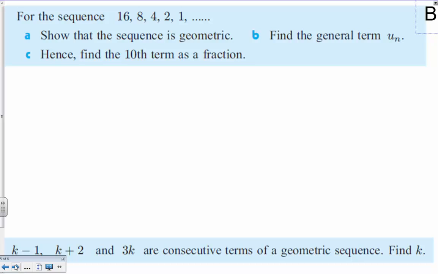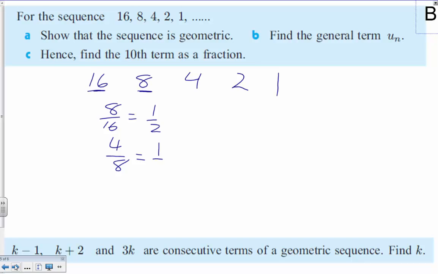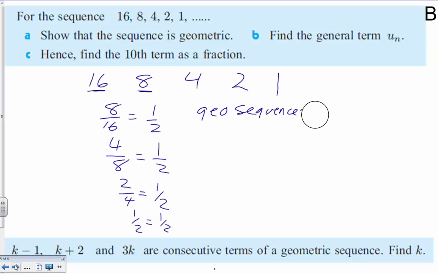Show that the sequence is geometric. So we have 16, 8, 4, 2, 1. I take the second term divided by the first one. 8 divided by 16 equals 1/2. Then I take the next two. 4 divided by 8 is 1/2. 2 divided by 4 is 1/2. And 1 divided by 2 is 1/2. So, geometric sequence, where r equals 1/2. Now, find the general term.